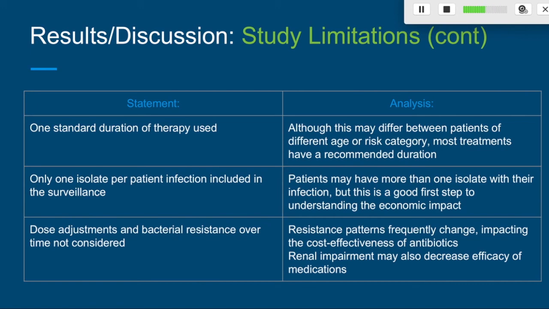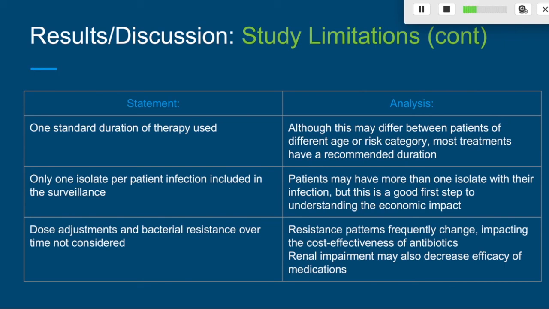Another limitation is that the model assumes each patient infection is caused by a single isolate, when in clinical practice it is possible for patients to have more than one isolate with their infection. However, for the purposes of this pharmacoeconomic article, we agree that it is still a good first step to understanding the economic impact of ceftolozane. And lastly, dose adjustments and changing bacterial resistance within each patient was not considered.